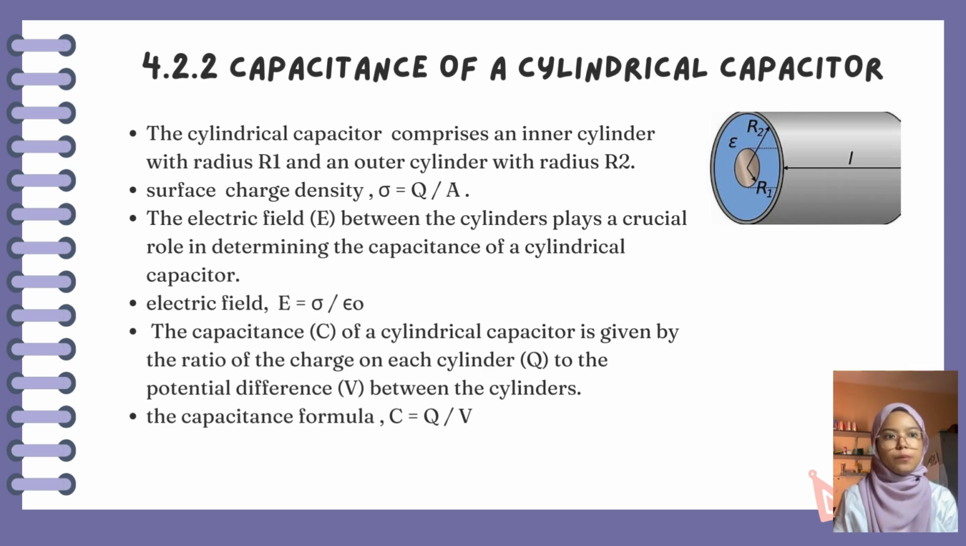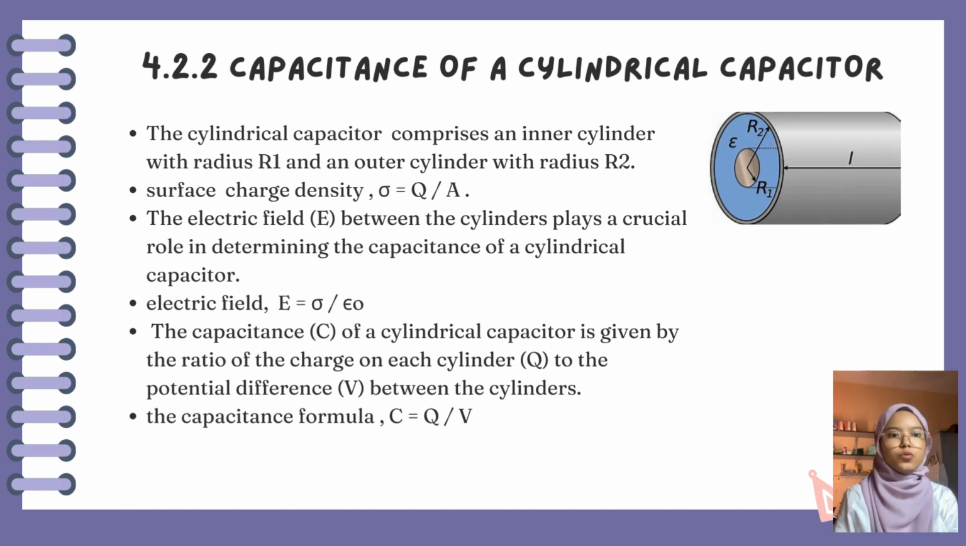Surface charge density is a key parameter in a cylindrical capacitor. It is defined as the ratio of the charge on each cylinder to the area of the cylinder surface. We express it as sigma equals Q over A, where sigma represents the surface charge density, Q is the charge on each cylinder, and A is the area of the cylinder surface.